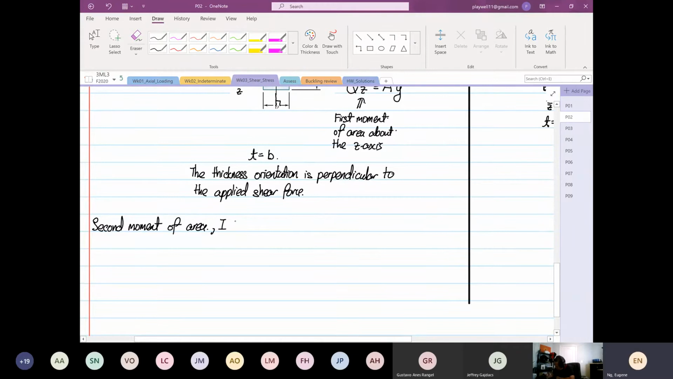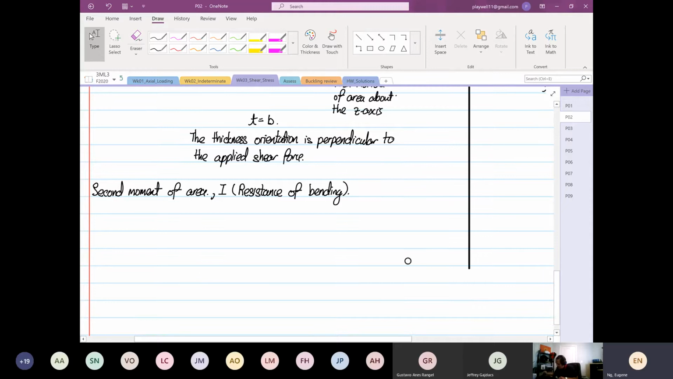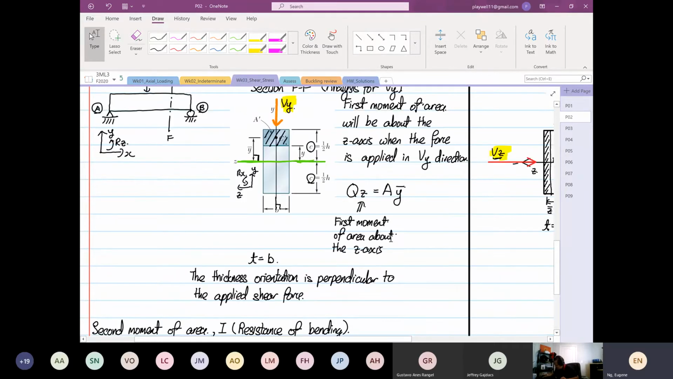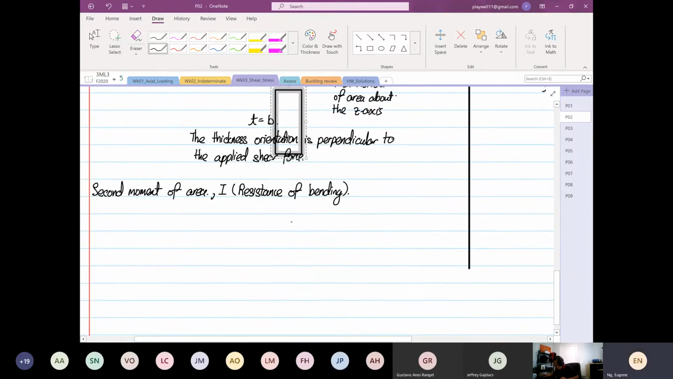And the second moment of area is basically a parameter to determine the resistance of bending. The higher the I value means the higher resistance the bending is, okay? So for this case, like what we've seen over here, I'm going to still draw the same cube or the same cross-sectional area, right?